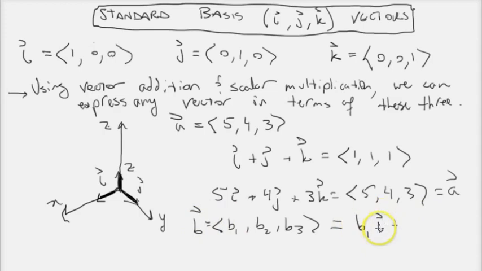So the x component multiplied by the i vector, the y component multiplied by the j vector, and the z component multiplied by the k vector. And so we can express any vector as a sum of some other vectors, and that algebraically will help us a lot later on in this course.